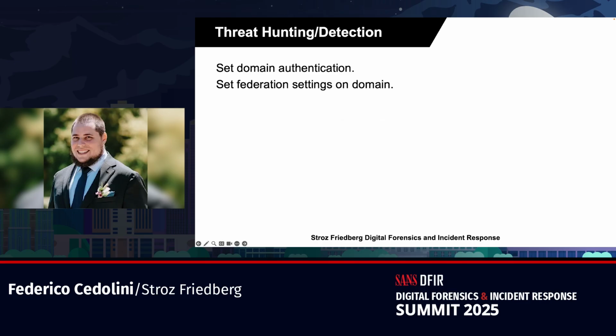However, if you have detections around it, it's very easy to detect because the domains in your organization are not changing often. You should be on the lookout for Set domain authentication and Set federation settings on domain, which will basically be hinting that a new certificate may have been added to a newly added domain or to an existing domain.